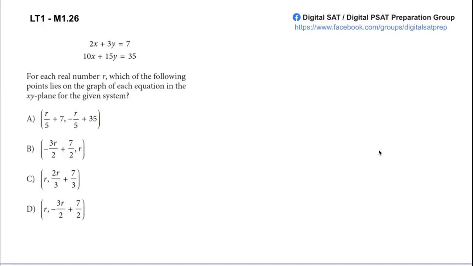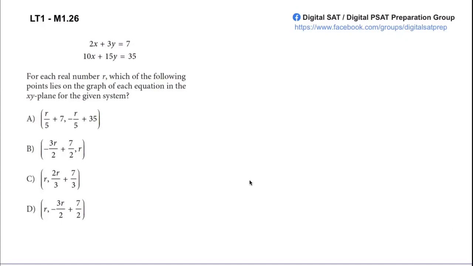So if you graph this in Desmos by just simply typing these in, it would become crystal clear that these are the same line. If you look at it now, check out the first equation. Notice that the second equation is just the first equation with everything multiplied by 5. So they're the same exact line.